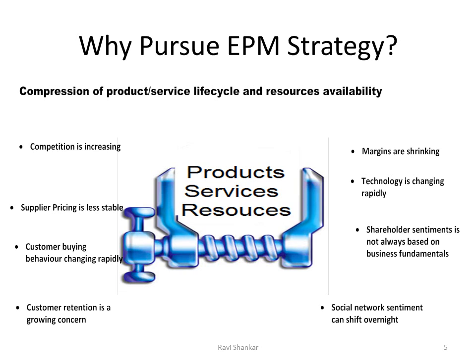As I said earlier, products, services and resources are the three things we need for a given organization. We need to have new products, we need to have new services, and with constrained resources. So we have to balance between these products and services and the resources because the competition is increasing. Selling price is less stable. Customer buying behavior is changing rapidly. Customer retention is a growing concern. This is happening to every organization.